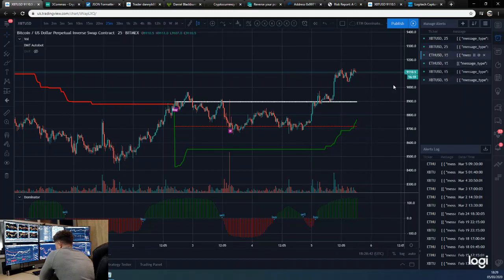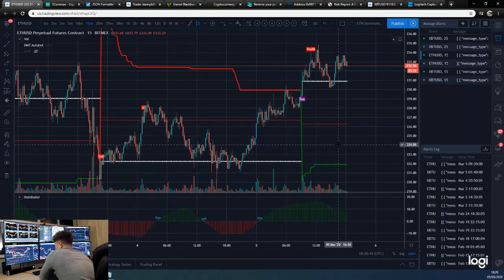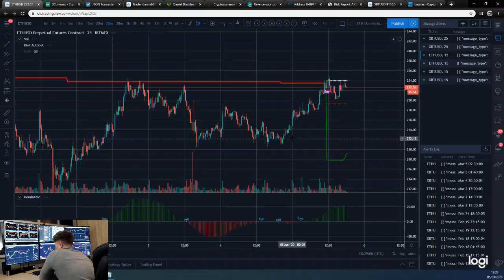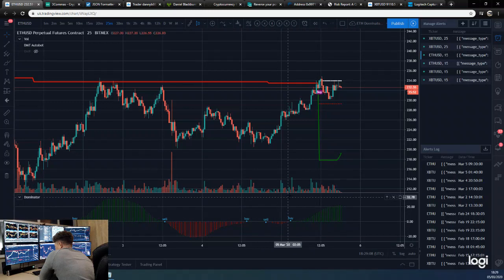So over to Ethereum. Ethereum sell line is very far below the price. Well, not very far, but it looks it on this chart, doesn't it? But yeah, around $222 in Ethereum. So that's for the 15 minute DMT sell. And then if you want to go up to 25 minutes, just check the Dominator.